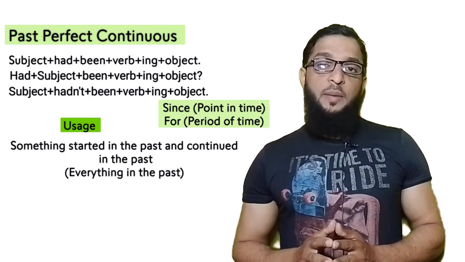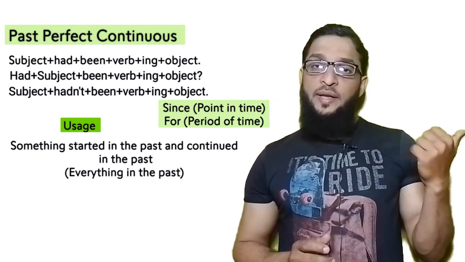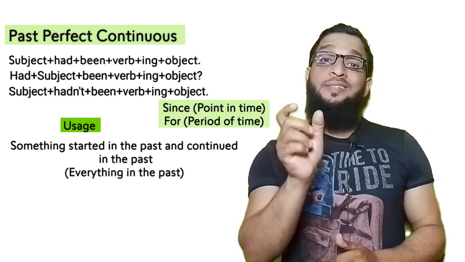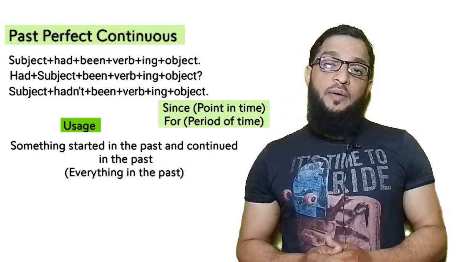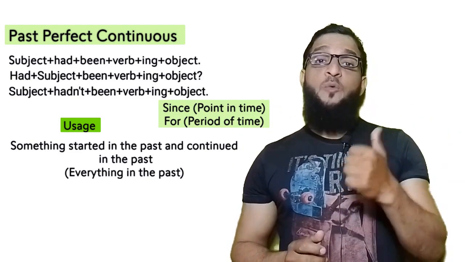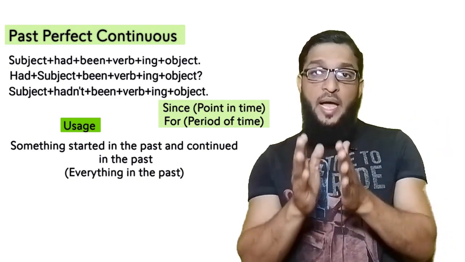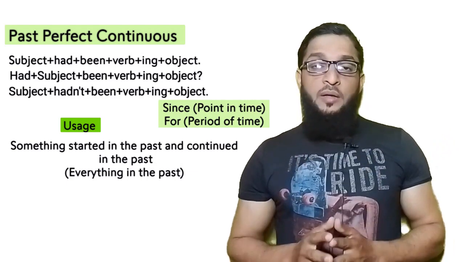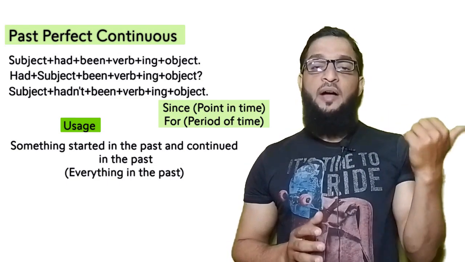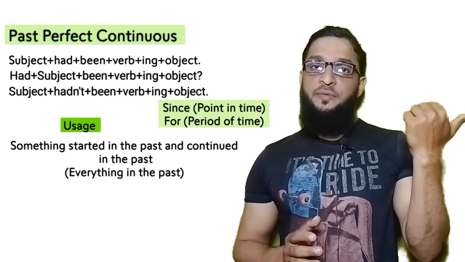For example, with past continuous: it was raining outside. When I went out, I got wet, because it was still raining. It had not stopped. But with past perfect continuous: it had been raining outside. When I went out, I didn't get wet, but everything was wet. I could see the impact of that rain. Something started in the past, it continued, and after some time it stopped, but the impact was present.